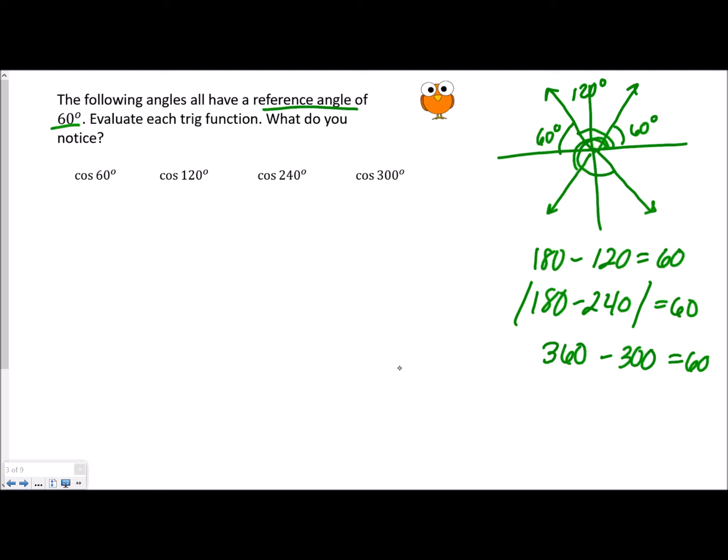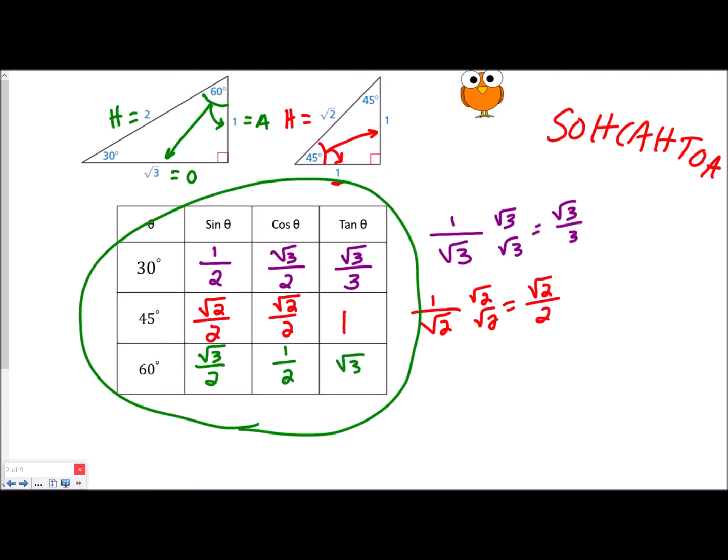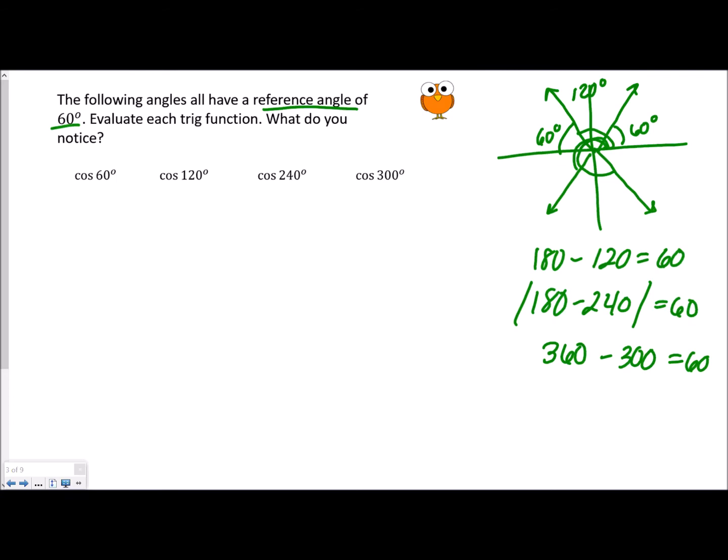Now, if you refer back to that table we just made, the cosine of 60 is 1/2. If you were to plug this into a calculator, the cosine of 120 is negative 1/2. Cosine of 240 is negative 1/2. Cosine of 300 is 1/2. So when it comes to trig functions, if an angle has the same reference angle as another one, then they'll have the same value for the trig functions, except for what's the difference between these guys? It's just a plus or minus, right? Some are positive, some are negative.